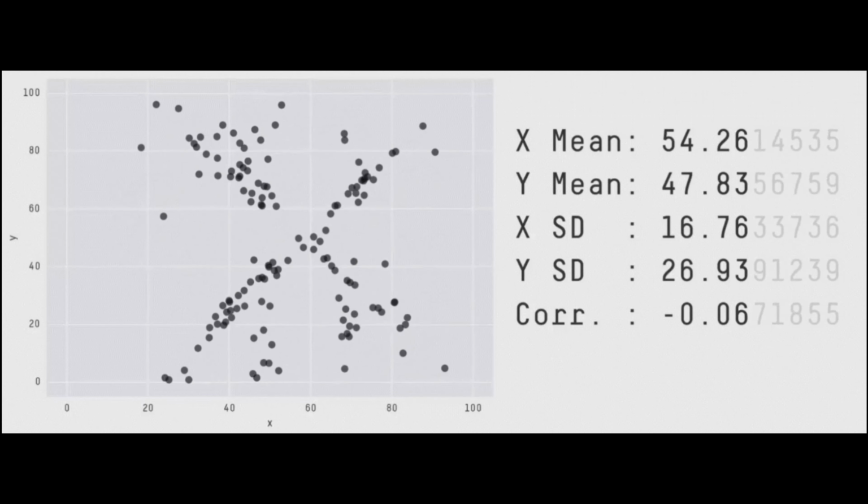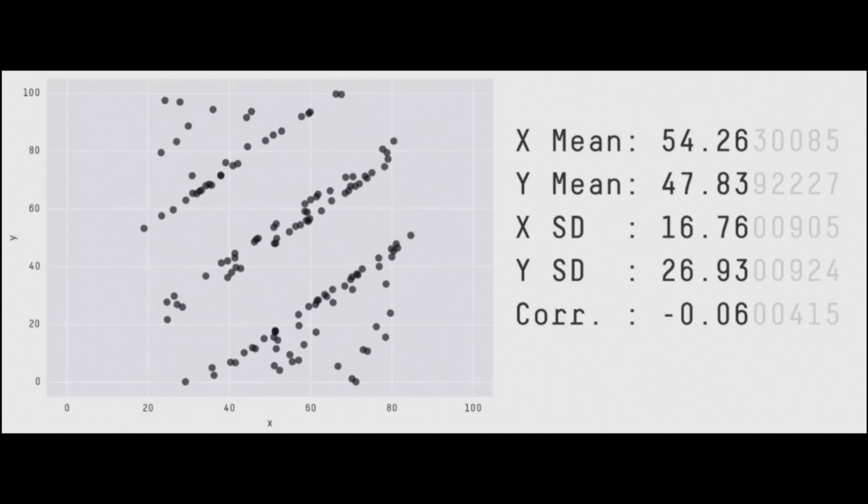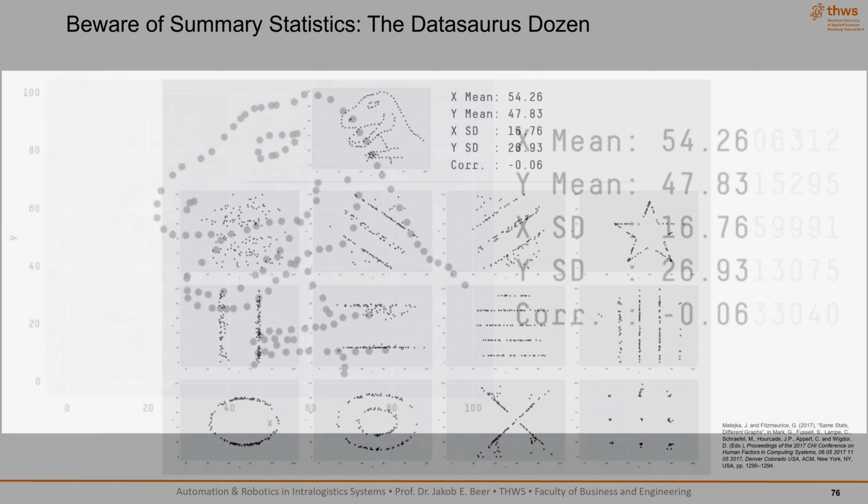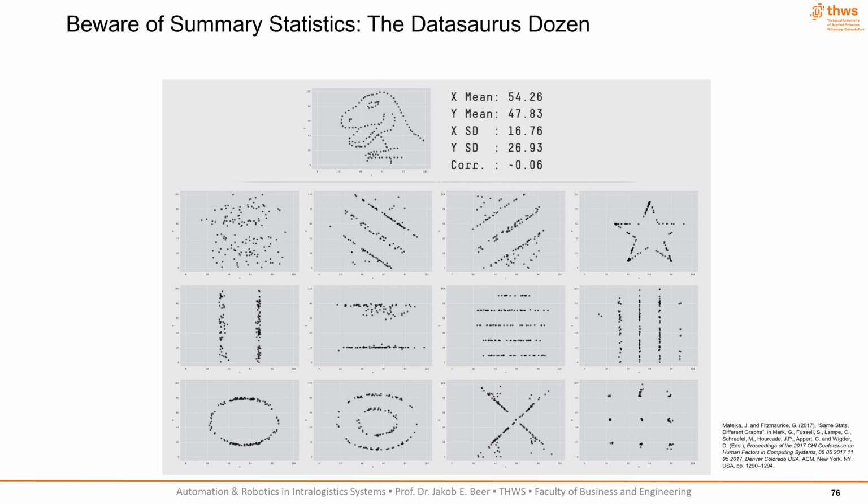Let's now look at a more modern and quite entertaining example of why visual data inspection matters. The Datasaurus dozen. This concept was developed by Alberto Cairo and later expanded upon by Matejka and Fitzmaurice in their 2017 paper. The image you see on this slide shows 12 datasets. Each of these datasets has almost identical summary statistics.